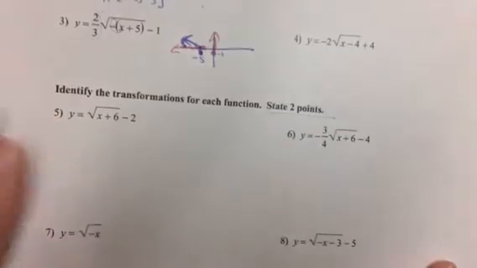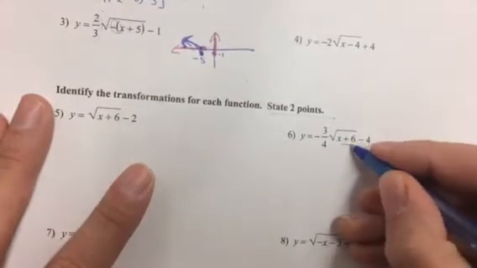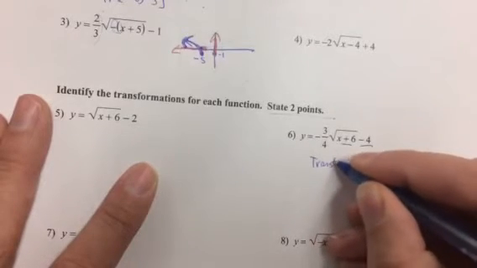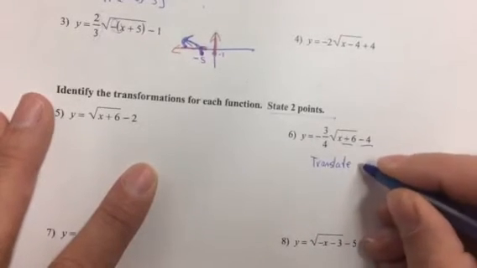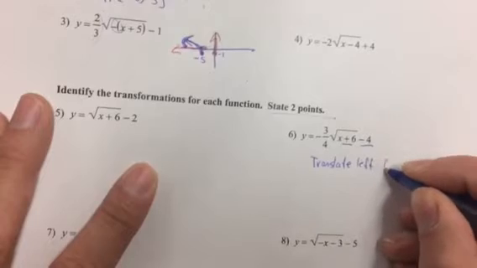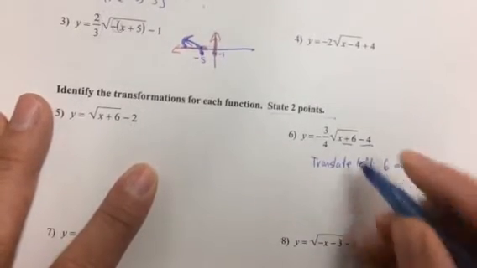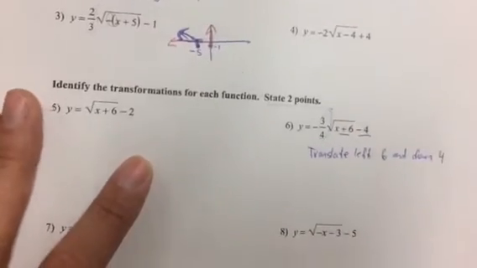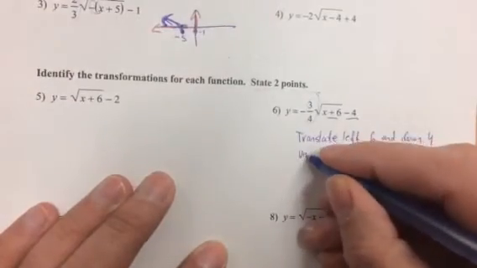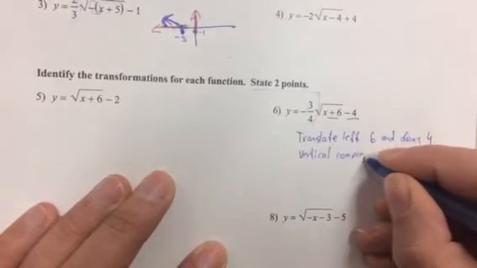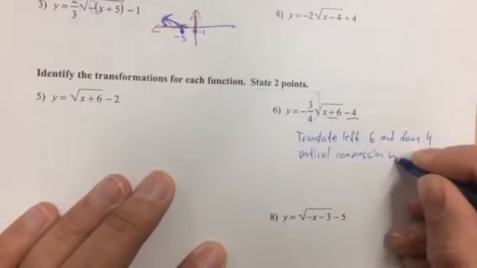Okay, transformations. Identify the transformations for each function and state 2 points. I'll do number 6. There's a bunch of transformations. Here are the shifts. So shift or translates, I don't care which word you use. Shift or translates left by 6 and down 4. This 3/4 is less than 1. So vertical, because it's on the outside, compression, because the number is less than 1, by a factor of 3/4.